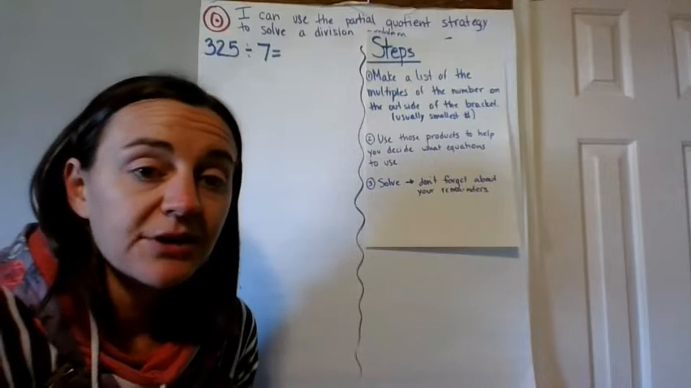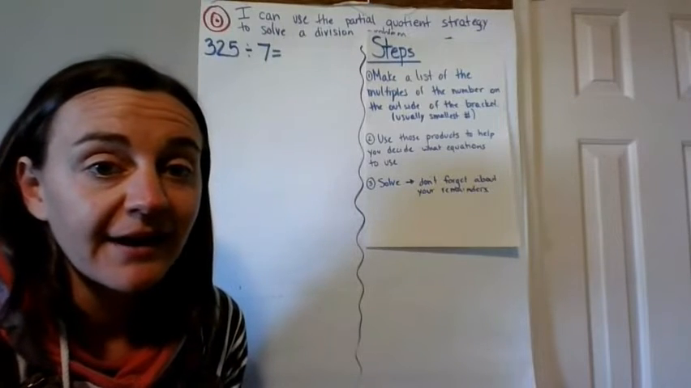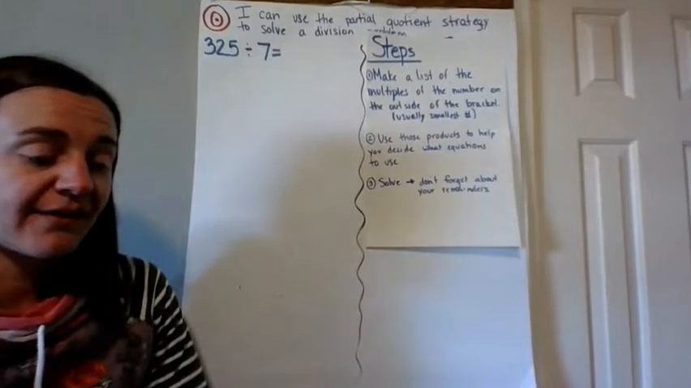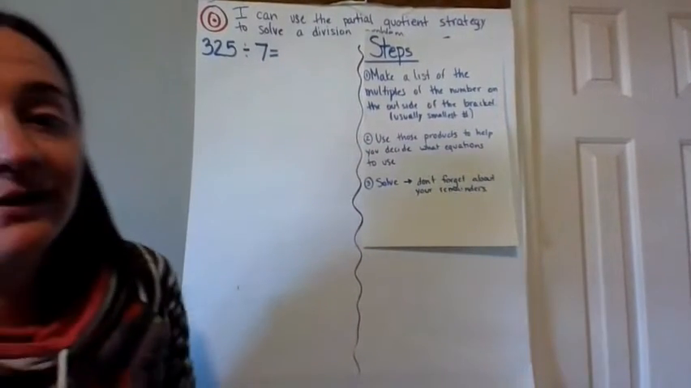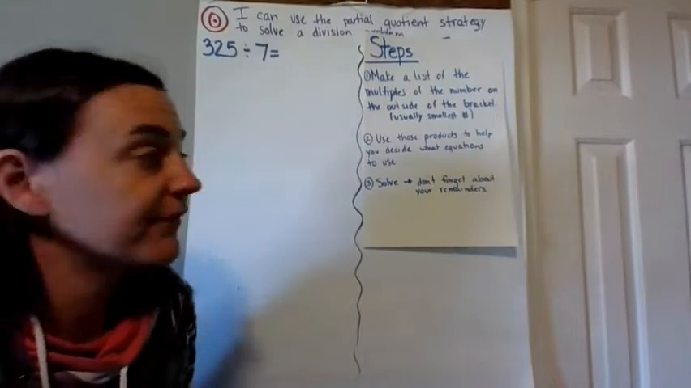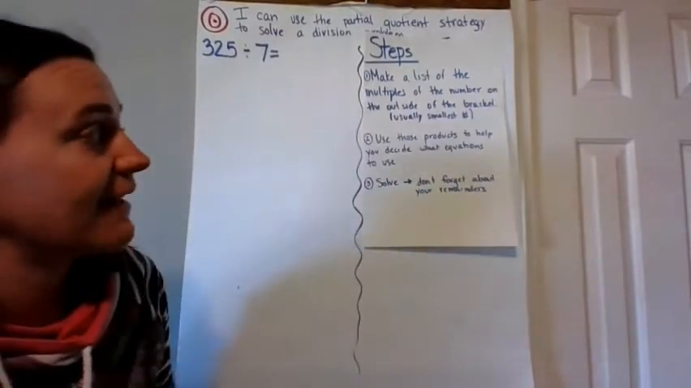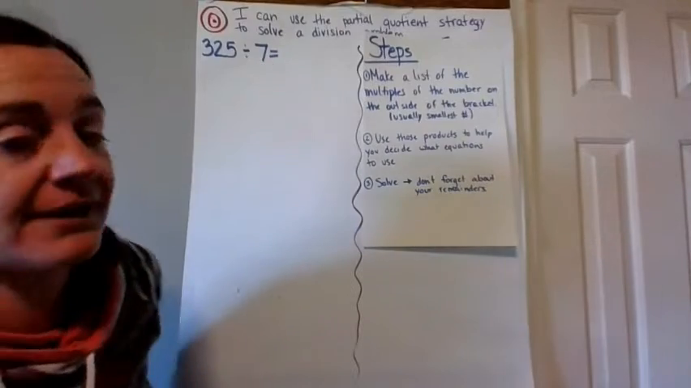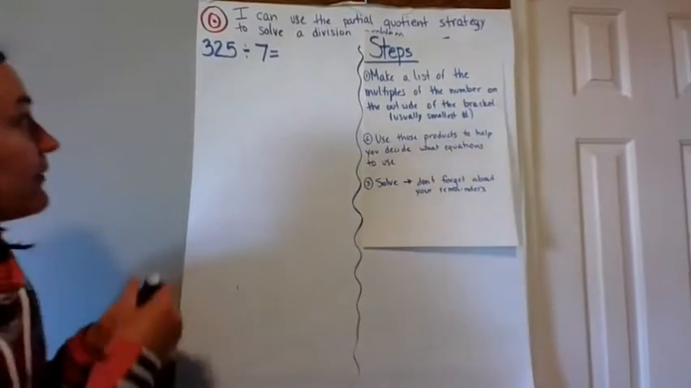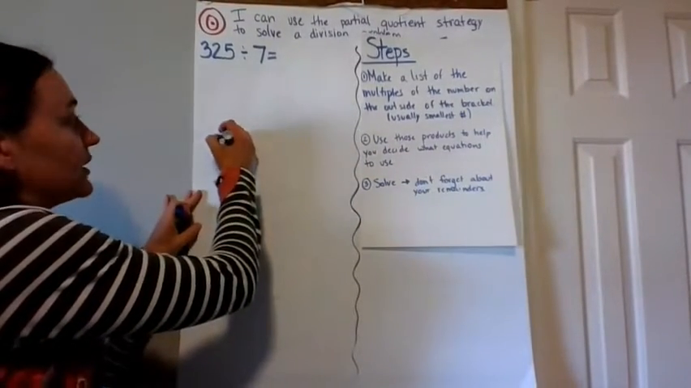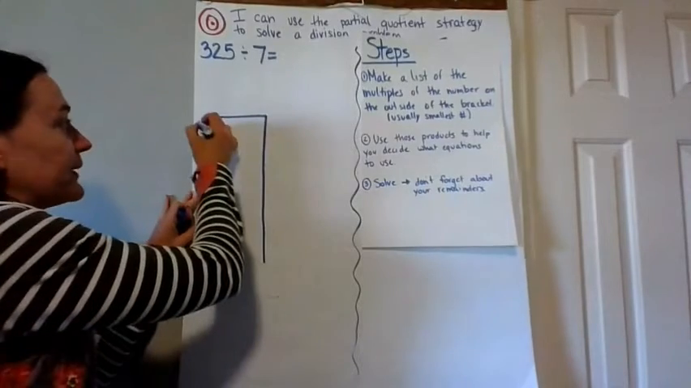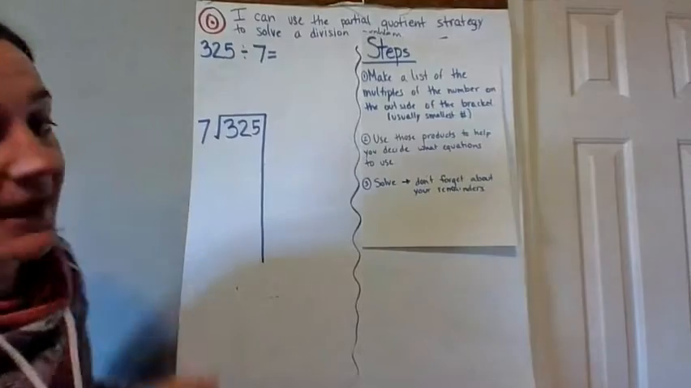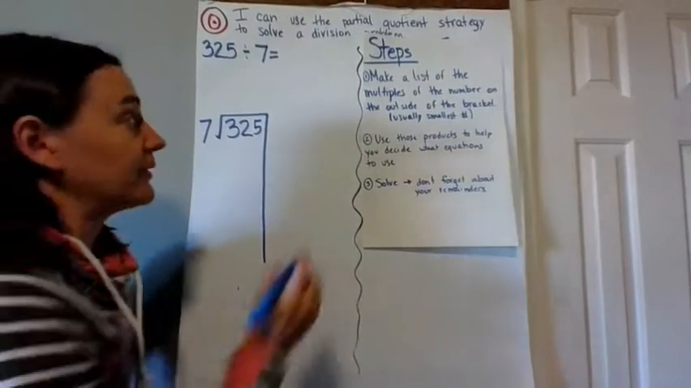Another really important part of the strategy is going to be your multiplication facts, because in order to use the partial quotient strategy, you need to know your multiplication facts for the number that you're dividing. So the first step we're going to do is make a list of the first 6 multiples of 7, the smaller number, the number that's outside the bracket when you're doing your division. So if we were doing 7 into 325, we're going to make a list of the first 7 multiples of 7.